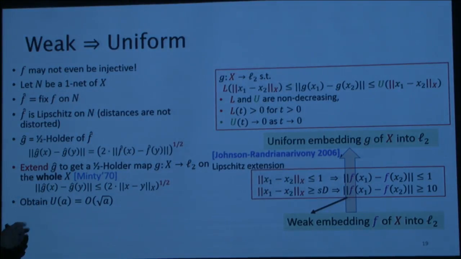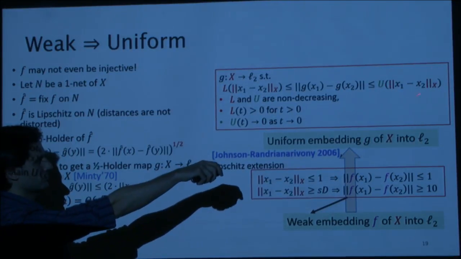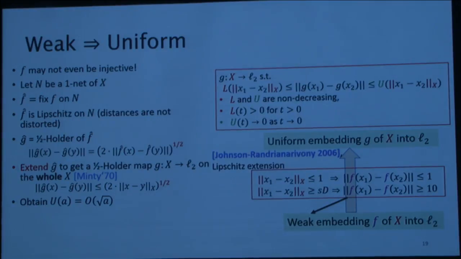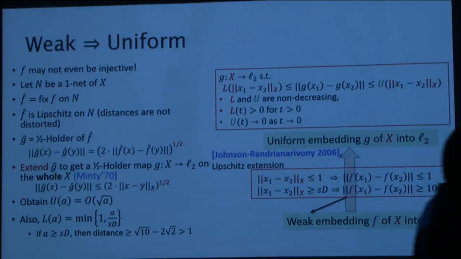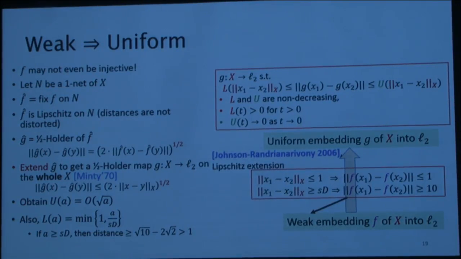Once it is so, this immediately gives the upper bound function. This u is actually the root of its argument, and we can obtain the lower bound as well. In particular, the lower bound is the minimum between 1 and the argument divided by SD. So the argument here can be divided by a factor of SD. The main part that we need is the second part, A divided by SD, this lower bound. This is just using the Lipschitz property, and this is where this factor 10 actually comes in.